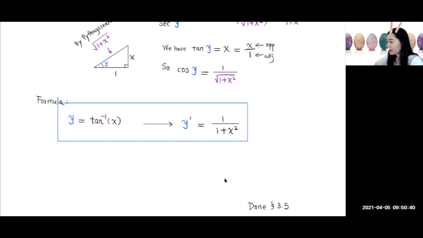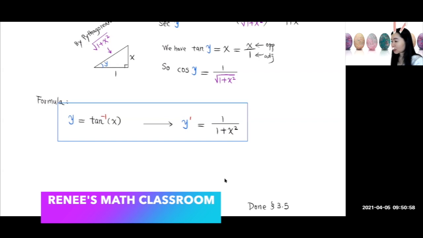Now we have discovered the two formulas. One is for inverse sine, one is for inverse tangent. These two are the main ones. The inverse cosine and inverse cotangent, we don't use that often. So these two are the major ones.